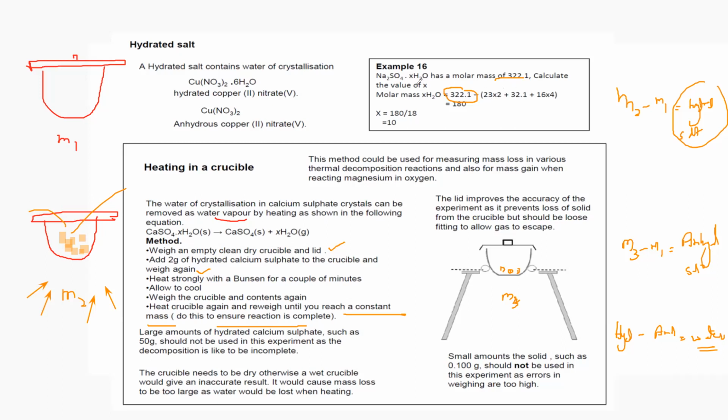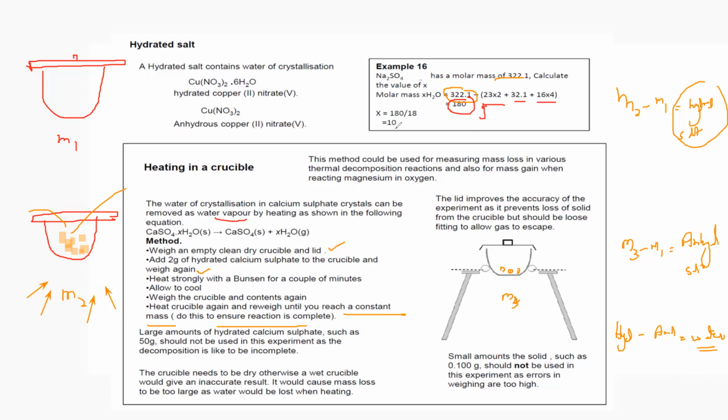So if we subtract the mass of anhydrous, what will be the mass of anhydrous? If we remove this water, sodium is 2 multiplied by 23, sulfur is 32, and oxygen is 16 multiplied by 4. So this is the mass of anhydrous, this is the mass of hydrated. When we subtract, we'll get the mass of the water, and for the moles of water we take the mass divided by molar mass, which is 18.